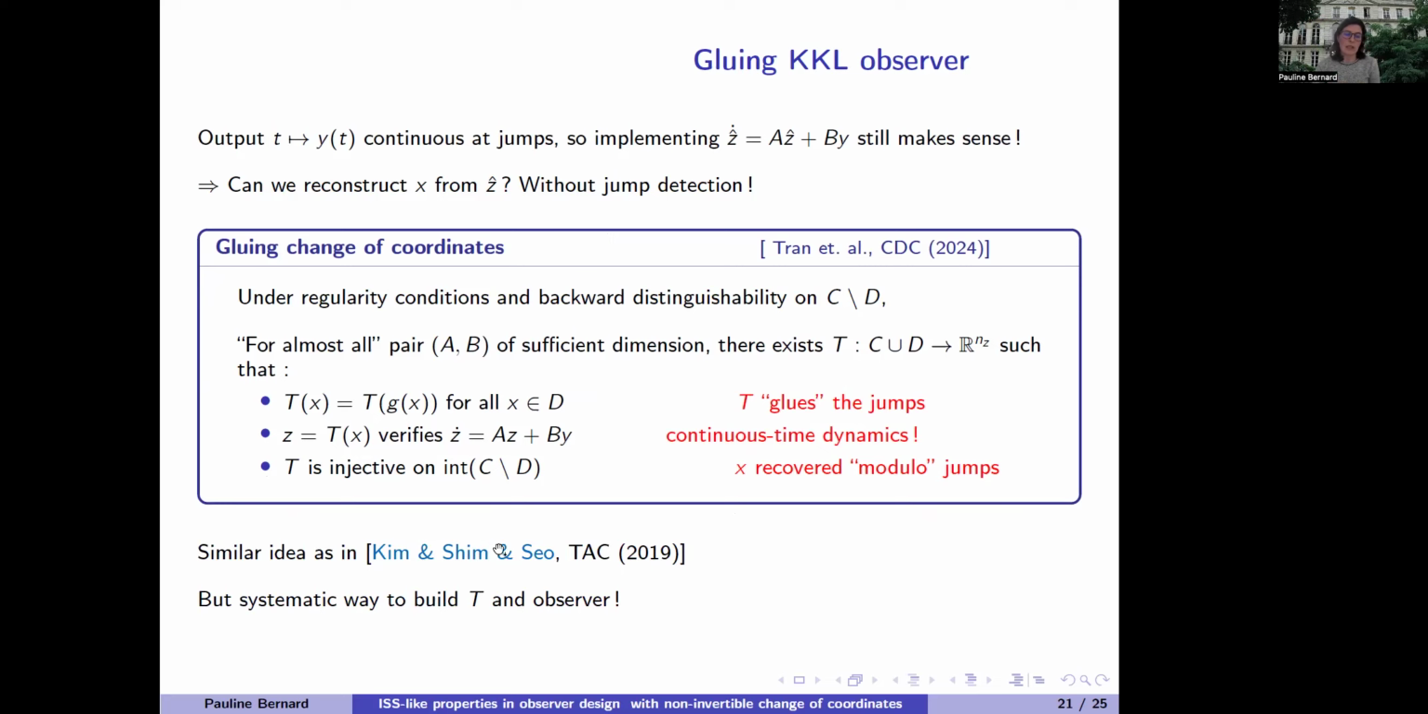Because in this paper, what they did is give this, which I find a very cunning idea of gluing, and they proved that this change of coordinates always existed, but without any clue about which kind of continuous time dynamics to look for. And this approach tells you that you can just fix the target dynamics to be just this filter, and then the T will exist, and you will guarantee, under exactly the same condition as before on the dimension of A and B, that T is injective outside of the jumps.